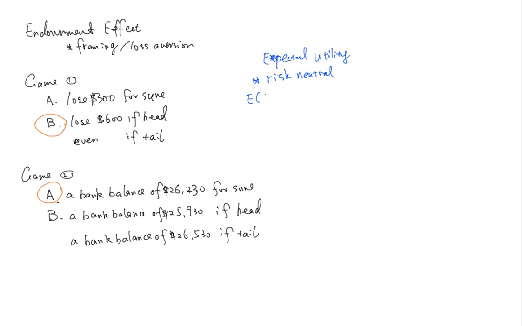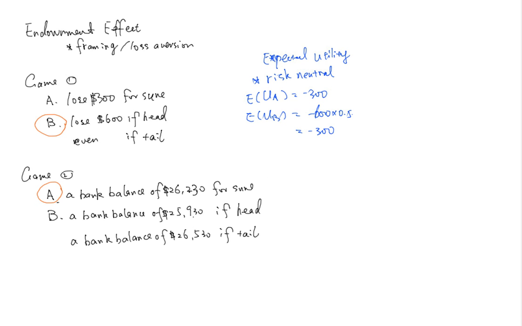The expected utility for A is negative 300, and for B, because we have risk neutral, it is 600 times 0.5 plus 0 times 0.5, which is 300. So in game one, it should be equivalent between A and B if you are risk neutral.